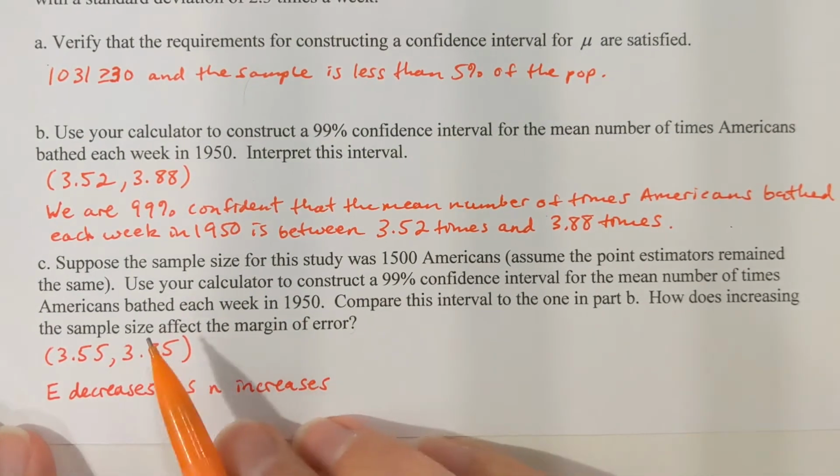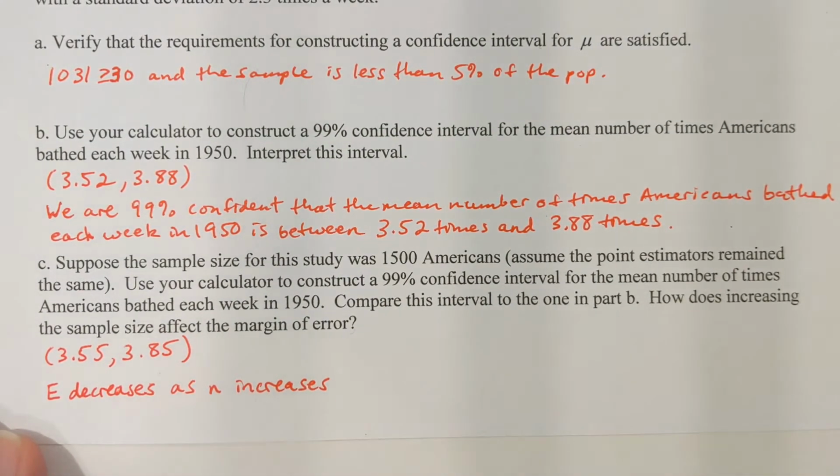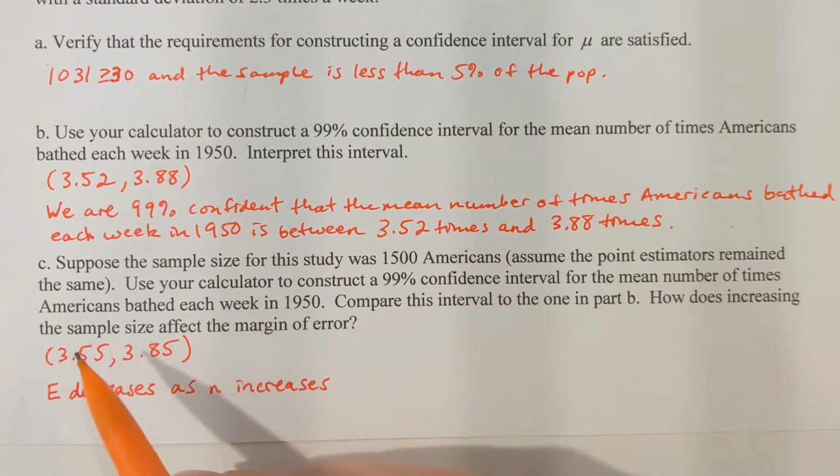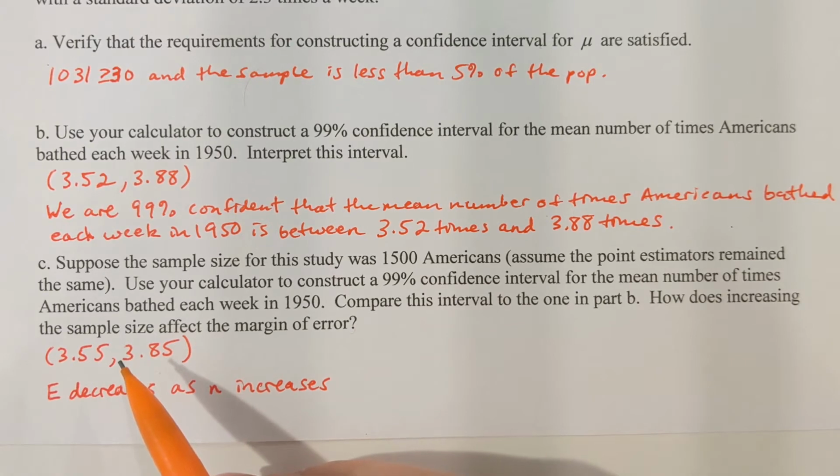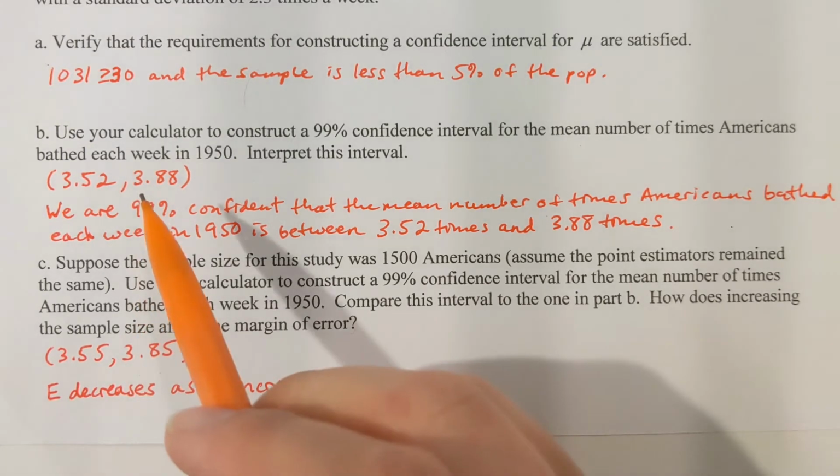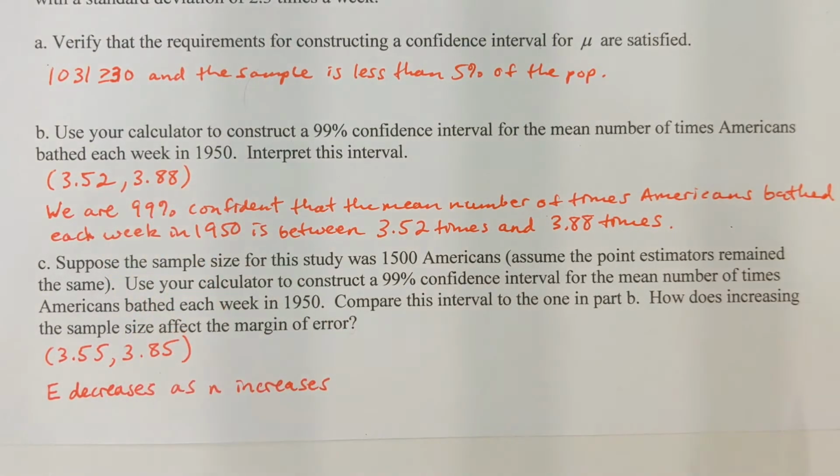How does increasing the sample size affect the margin of error? Well, we'd want to observe that this interval is smaller than the one that we had in part B. In general, the margin of error is going to decrease. That's what gets you the width of the interval, which is, again, smaller here. The width is going to decrease as n increases.